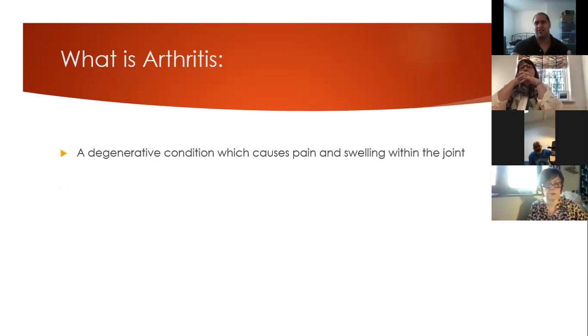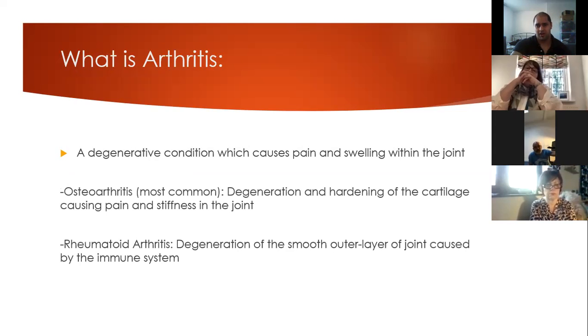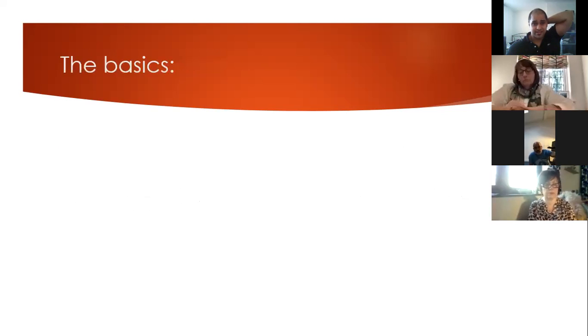In a nutshell, it's a degenerative condition which attacks the structures which help cushion and lubricate the joints, which causes pain and swelling, as you're probably already aware. The two main ones I'm going to look at tonight. We're going to look at osteoarthritis, which is the most common one, which is a roughening and a degeneration of the cartilage. And then you've got rheumatoid arthritis, which is a degeneration of the smooth layer of the ending of the bones. And this is actually caused by an action of the immune system. So if anyone has got rheumatoid arthritis, that is generally what's prevalent.